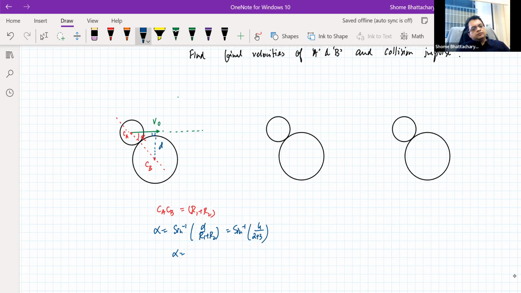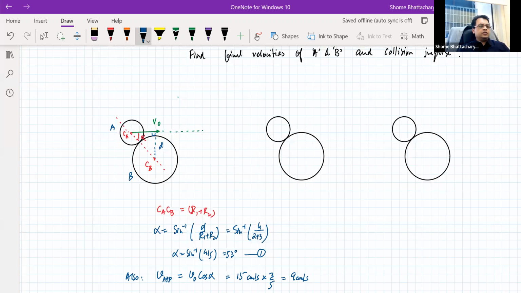So that is our well-known angle of 53 degrees. That is one piece of information I'm getting directly. Another thing you can see over here is that the approach velocity of A towards B is the component of V0 towards B's center. So it is V0 cos alpha, which is 15 centimeters per second into 3 by 5. So 9 centimeters per second is our approach velocity.